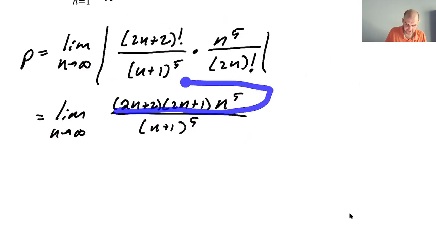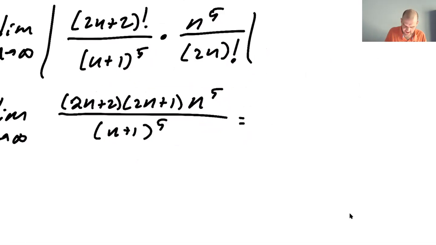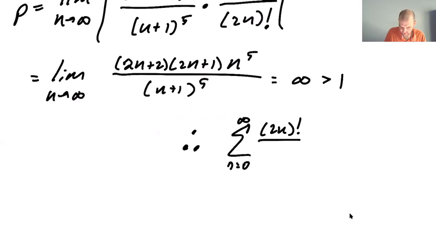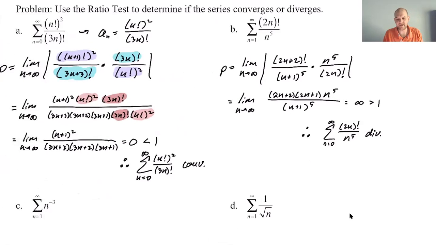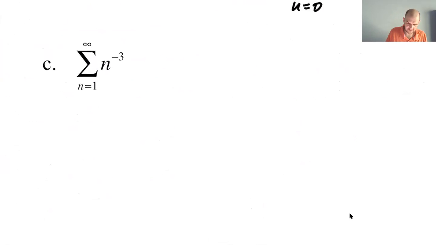All right, so just think it through. This is a 7th degree polynomial divided by a 5th degree polynomial. The 7th degree polynomial is going to win. If you like L'Hopital's, you can; there are a lot of options. This is infinity, which is definitely greater than 1. Therefore, we can say that the sum of 2n factorial over n to the 5th diverges. And that is the ratio test. That's the beauty of the ratio test. It's super compact. It falls back on a little bit of algebra, but who's afraid of algebra, you know?